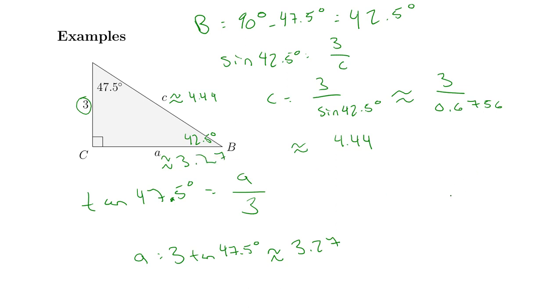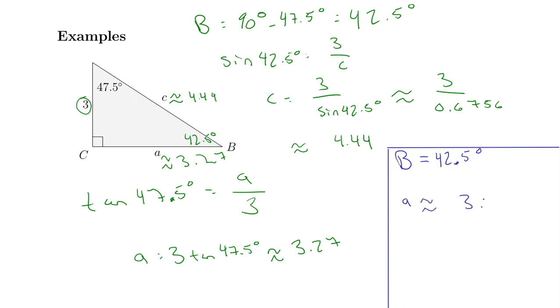Oof, that's pretty bad. Maybe just a quick summary. I'll write a little summary of my answers over in the corner. So I found angle B was 42.5 degrees. I'll add the degree symbol in a second. I don't think there's a nice approximate sign, so I'll just write it out by hand. So I found that angle B was exactly equal to 42.5 degrees. I found that side length A was approximately equal to 3.27, and I found that side length C was approximately equal to 4.44. The nice thing is that you can find these values in different ways.